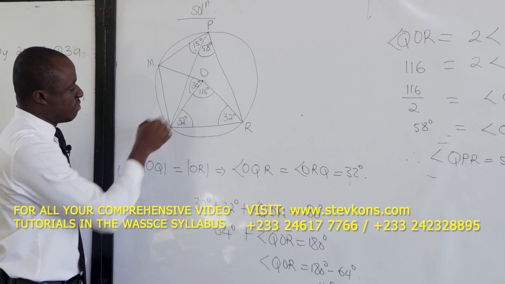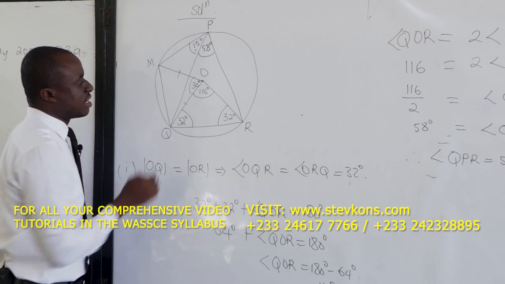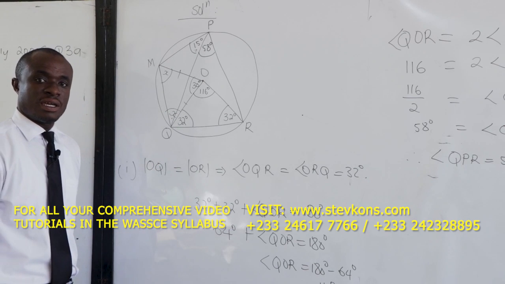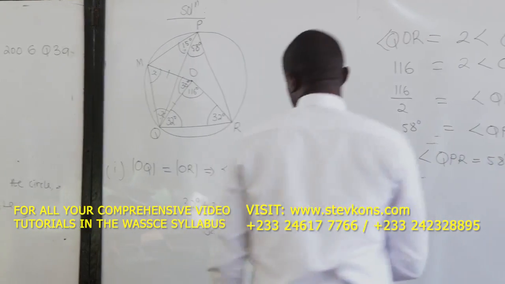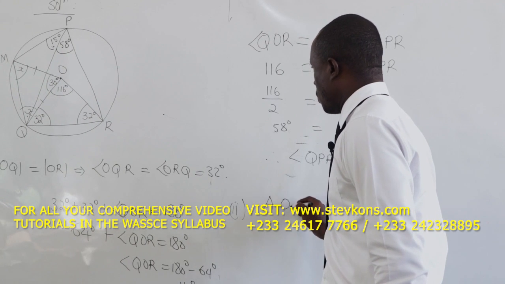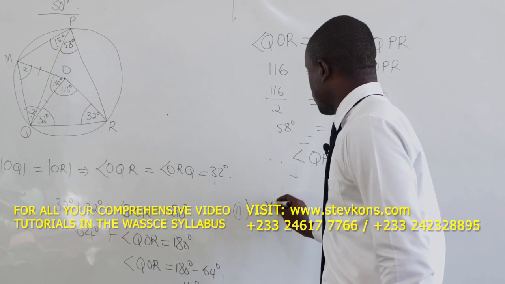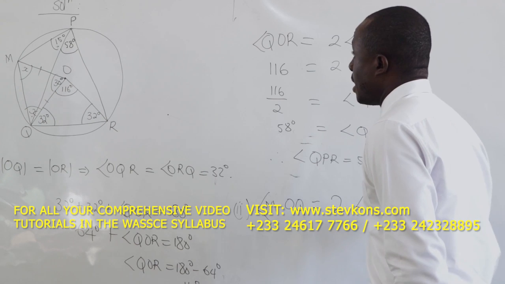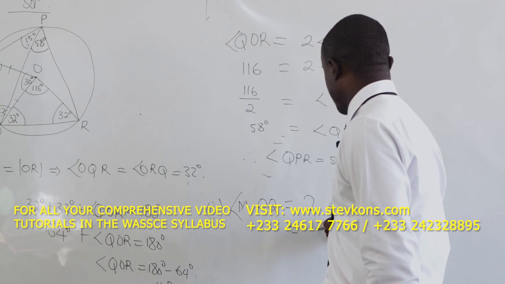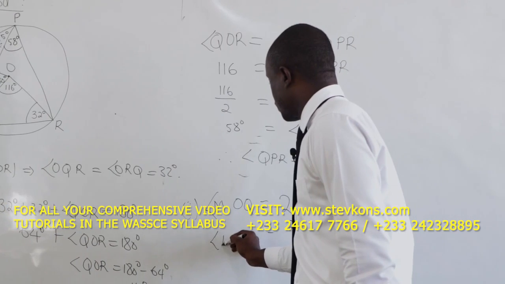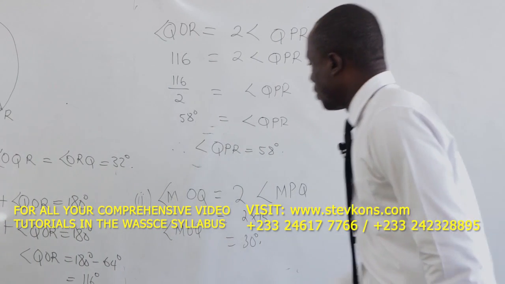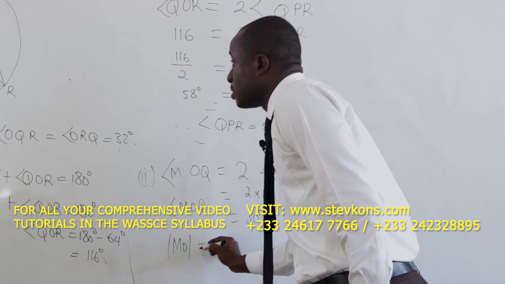Now, MO is the same as OQ. So this side and that side are equal. So if this is X, it means that the angle here too is X. We want to find the X over here. So all that I've done, I'm saying that angle MOQ is equal to 2 times angle MPQ. Now what is MPQ? MPQ is 15. MOQ, and clearly, we have 30 degrees. Also, MO is the same as OQ.